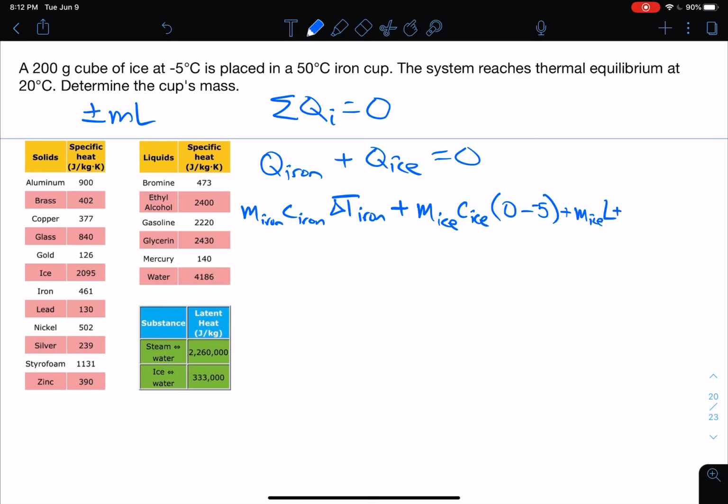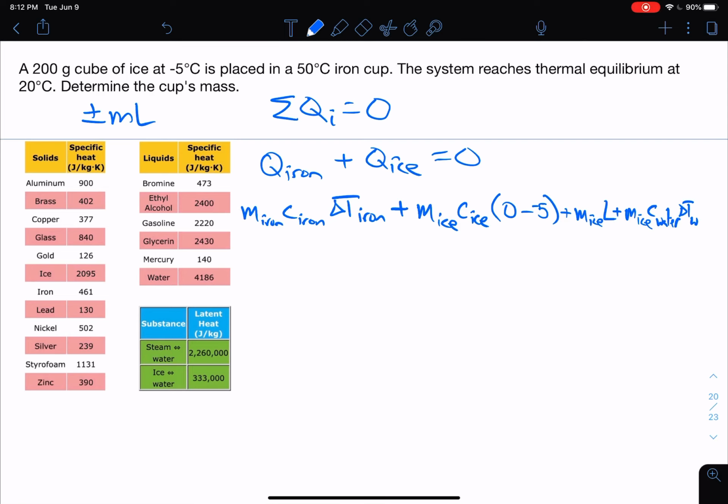Then what's going to happen after it melts? Well, now I've got this water that's at 0 degrees Celsius. This water needs to heat up to my thermal equilibrium temperature of 20 degrees Celsius. So it's still the mass of the ice, but now it's water. I am running out of room here, so I'll just write this as delta T to save space. This is going to be delta T for the water. Now, one thing about these calorimetry problems, sometimes the formulas get long. There's really no way around that.